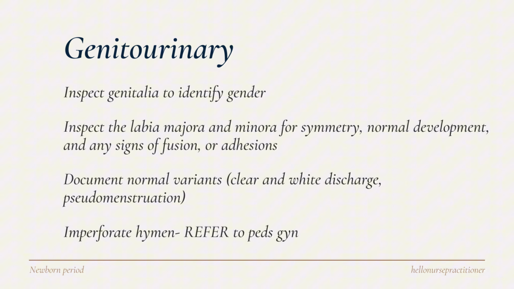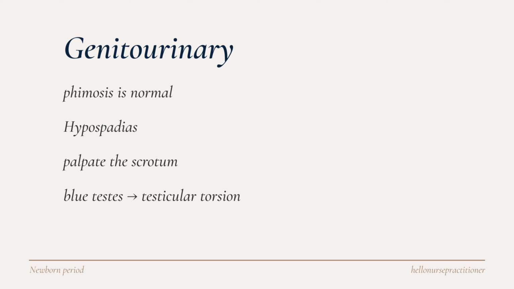The newborn should be inspected to identify the gender. Female newborns should have their labia minora and labia majora examined. Clear and white vaginal discharge and pseudomenstruation may occur within the first few days of life. An imperforate hymen should be referred out to a pediatric gynecologist. Phimosis is normal. The degree of hypospadias should be documented.